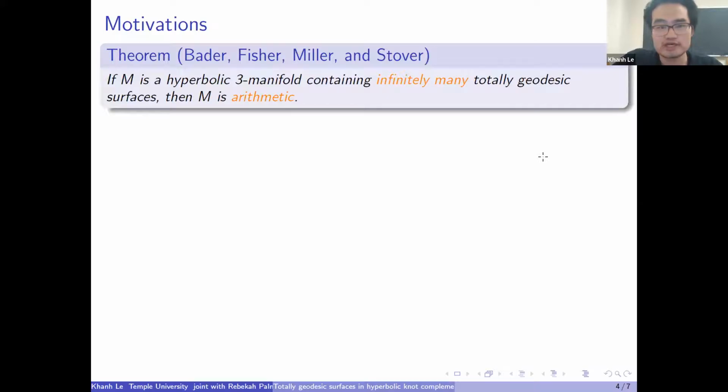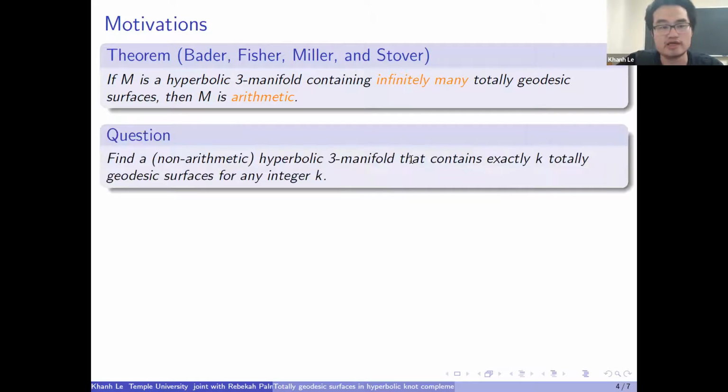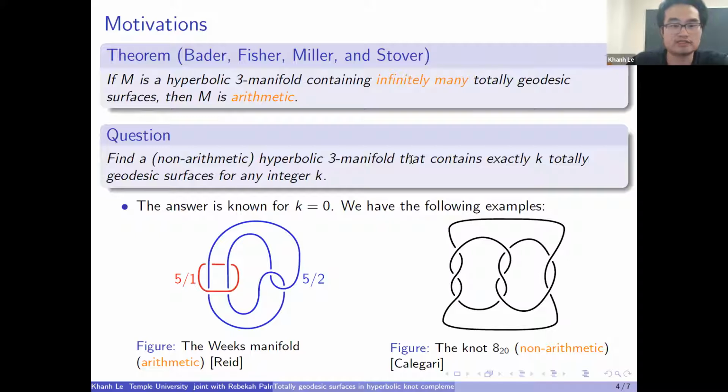Our motivation for studying totally geodesic surfaces comes from the recent work by Bader, Fisher, Miller, and Stover, which says that if M is a hyperbolic 3-manifold that contains infinitely many totally geodesic surfaces, then M must be arithmetic. The natural question following this work is to find examples of hyperbolic 3-manifolds that contain exactly k totally geodesic surfaces for any integer k. Prior to our work, the answer to this question was only known when k equals 0.